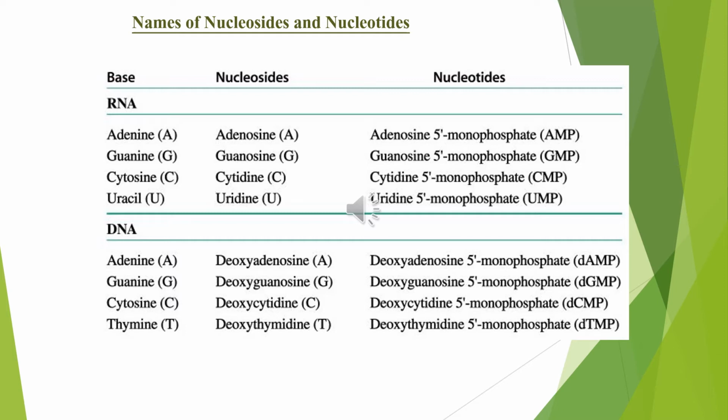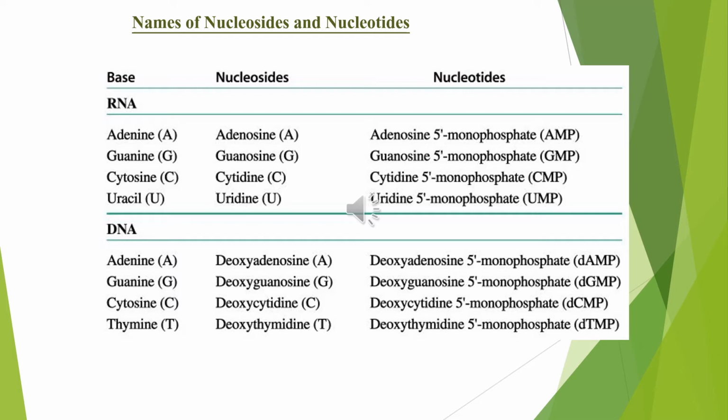These are like adenosine 5 monophosphate, guanosine 5 monophosphate, cytidine 5 monophosphate, and uridine 5 monophosphate. And as we said, 5 monophosphate refers to the attachment of the phosphate group to the sugar at the level of carbon number 5.